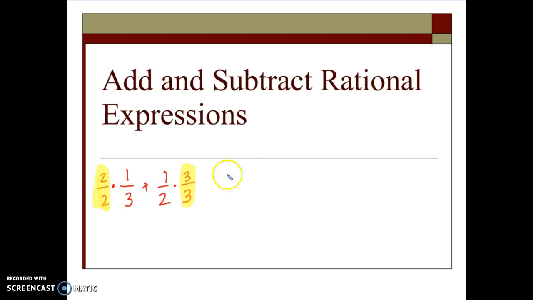So once we multiply top and bottom, we end up with 2 over 6, because we just do 2 times 1 and 2 times 3, plus 1 times 3 and 2 times 3. So we have 2/6 plus 3 over 6, which now that they have a common denominator, we add straight across and keep the denominator the same. Then we simplify, which in this case it is simplified, so my answer would just be 5 over 6.